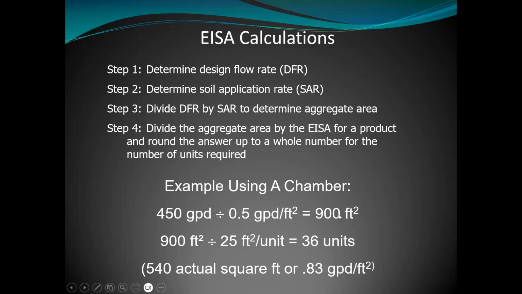But then for any of these products like a chamber, like Easy Flow, something like that, they will have an EISA rating number for them. So this one has 25 square feet per unit, whatever that is, a bundle or a chamber or something. So we take our 900 that we calculated before, divided by 25, tells us we need 36 units out there.